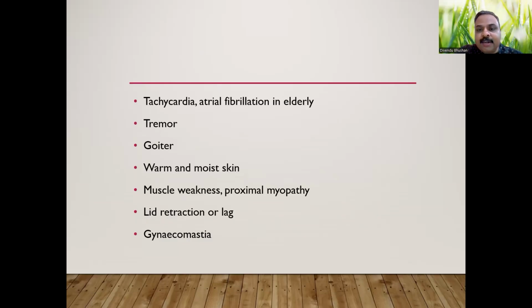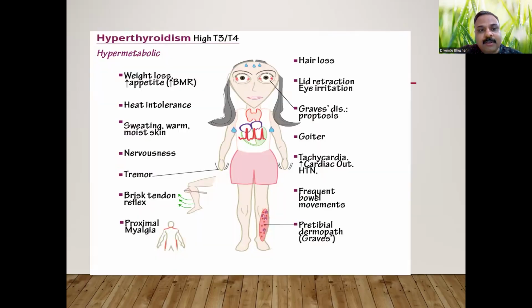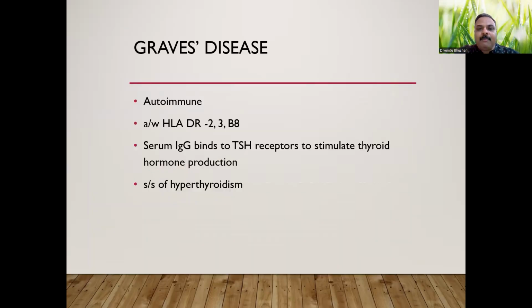Tachycardia, as we have discussed, atrial fibrillation, particularly in the elderly, tremor, goiter, warm and moist skin, lid retraction and lid lag, especially in cases of Graves' disease, and gynecomastia. This is a pictorial presentation. So, a little bit about Graves' disease.